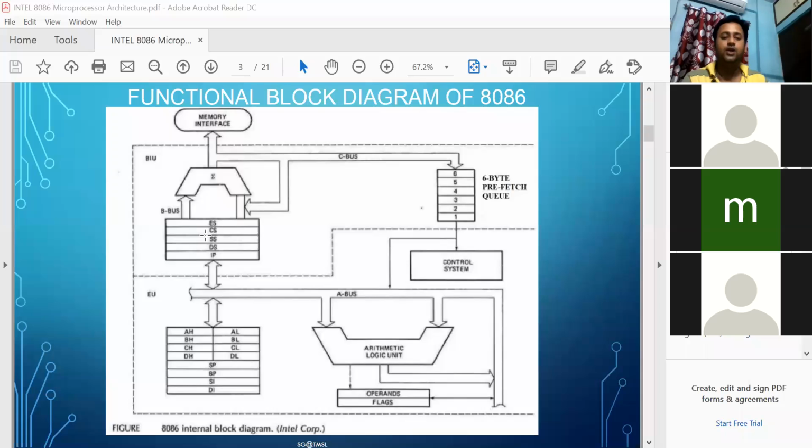If you use the CS, you need to use the IP as your offset register. If you use ES as your segment register, you need to use SI or DI. If the DS segment is used, you need to use either SI or DI. If the SS segment, stack segment, is used, then you can use either the SP, stack pointer, or base pointer. So these are your special registers.